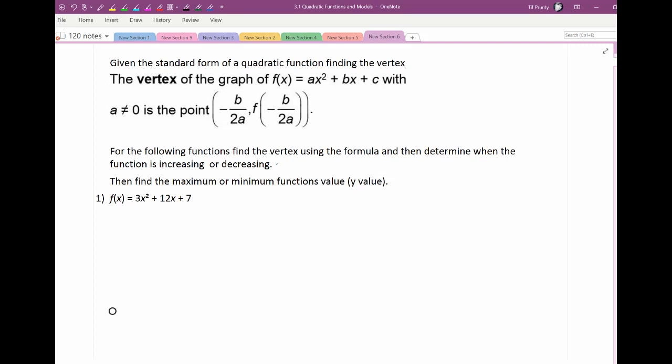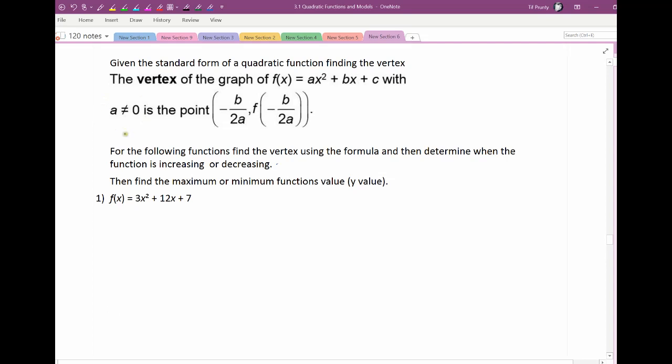Besides using the graph, we also want to be able to do it by hand. You should be able to do it by hand. There's an equation we can use, based on my A and B values, that allows me to find my vertex. Remember, in standard form, my A goes with my square term, my B goes with my middle term, and my C goes with the constant.